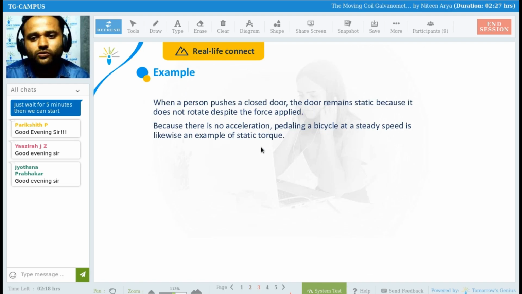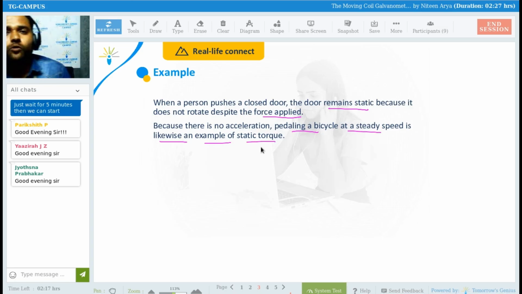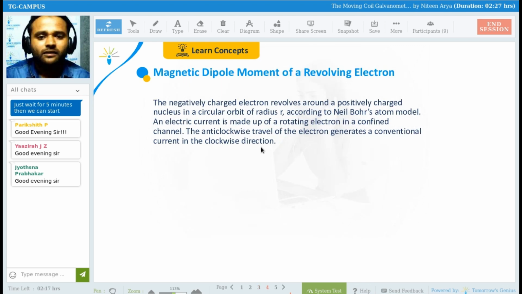Example: when a person pulls or closes the door, I already gave this, so just briefly, the door remains static because it does not rotate despite the force applied, because there is no acceleration. Paddling a bicycle at a steady speed is likewise an example of static torque. Whenever you paddle, or open or close the door, the object is not going to accelerate linearly, but it is going to angularly accelerate or twist. That twist and that force, which is going to rotate any particular object, is known as torque.